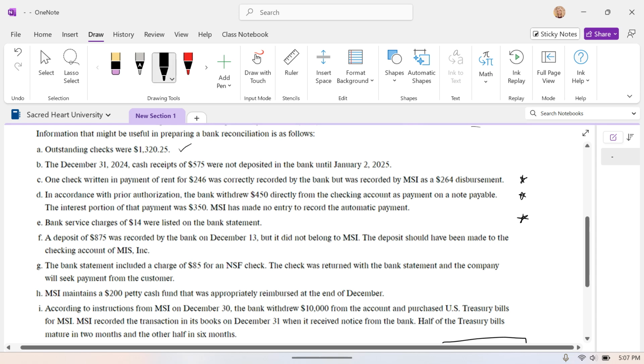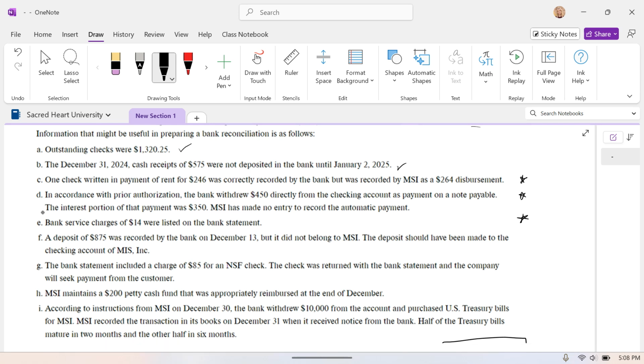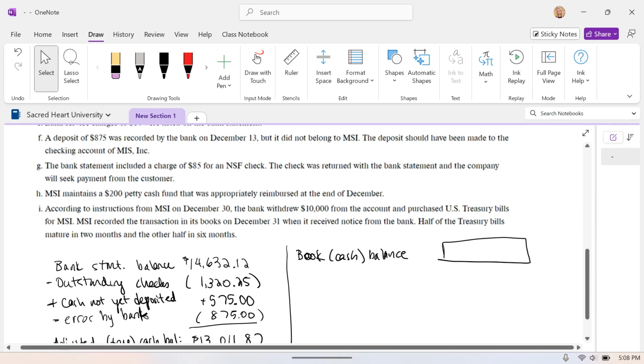All right, we already accounted for the outstanding checks. We already accounted for the outstanding deposits. The check written for rent by the company was for $246. The bank made it for $246. The check was for $246, but the journal entry was recorded as a $264 payment. So let's correct that error.